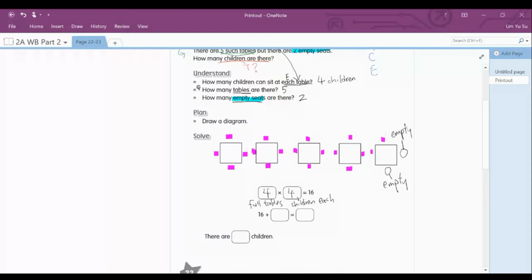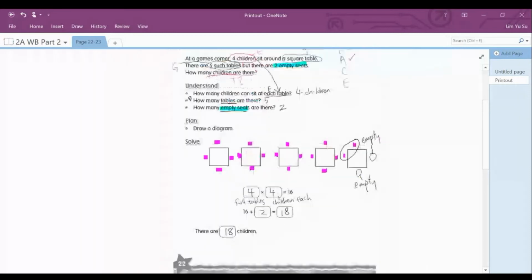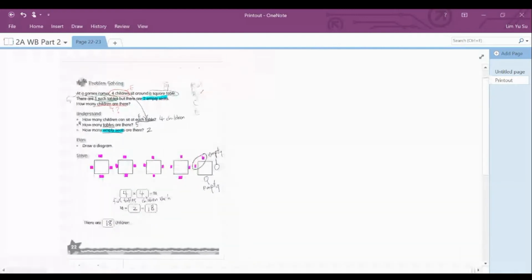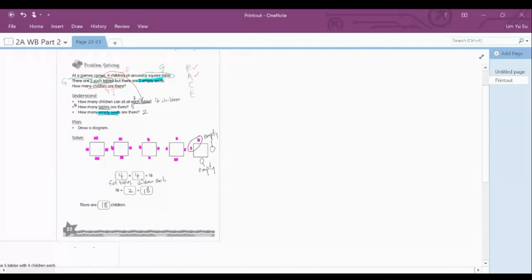Now, don't forget the other 2 children here, and I have to add them in. So that's the 2 extra children. That gives me a total of 18 children. So this is the first way to do it. I draw a diagram and I can find out there are 18 children. Now, if you look at the next page, it gives us a different way of doing this. We can draw a diagram in a different way to check.